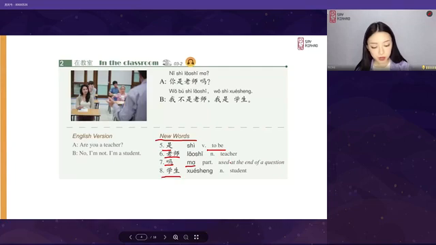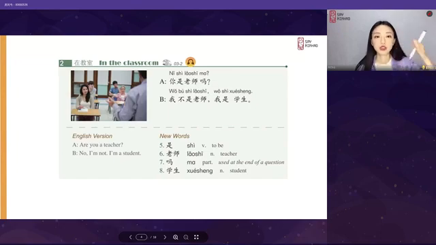So whenever you see a ma appear in a sentence, then this sentence must be a question. Okay, now let's move on to the last one. Last one is 学生. 学生. The sheng is the neutral tone, so pronounce it soft and quick. Now read after me. 学生. 学生. It means student. Okay, so now let's try to read from the start, each word twice. 3, 2, 1. 是. 是. 老师. 老师. 吗. 吗？学生，学生。Very good.